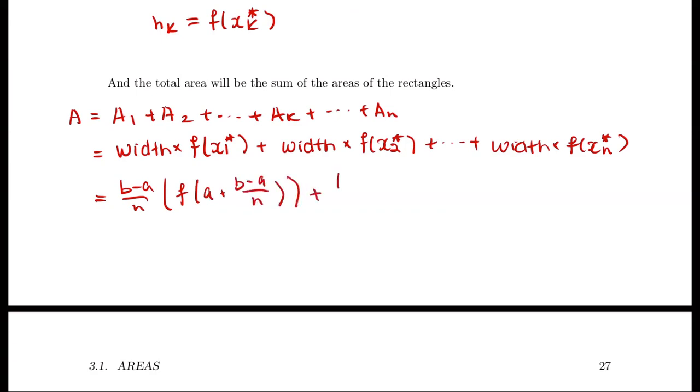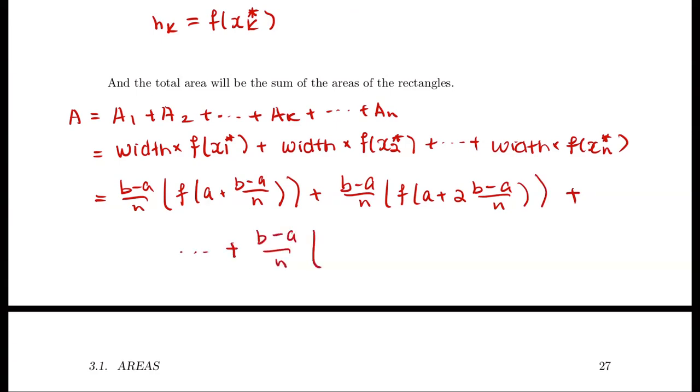And we have b minus a divided by n multiplied by f at a plus 2 times b minus a divided by n. And plus, well, we would just keep on going until we reach b minus a divided by n multiplied by f at a plus k times b minus a divided by n, and so on. So that would be the area of all the approximations here.